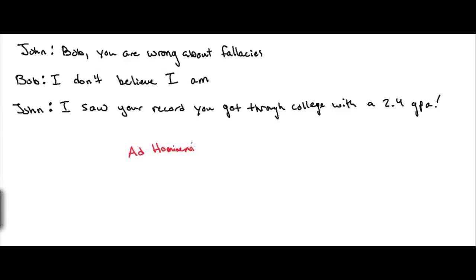Now, this is different from an ad hominem attack. An ad hominem attack would have been just this last part: "I saw your record. You got a 2.4 GPA," and not address the claim. But if John is saying that Bob is wrong because of his 2.4 GPA, then that is actually a fallacy because he's assessing the truth value. So if John was to just tell Bob he's stupid, that wouldn't be an ad hominem fallacy unless he said, "Bob, I don't believe what you're saying about fallacies because you're stupid." There has to be that link between claim and attack.